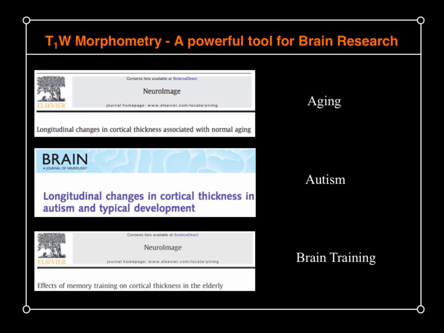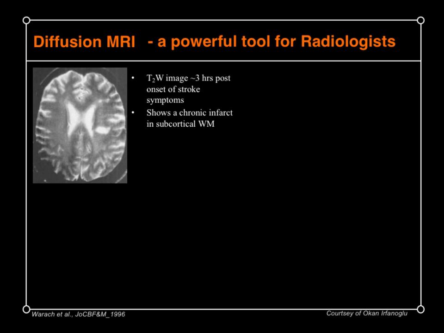In the literature, there are a lot of studies that have looked at how cortical thickness changes as a function of age and where it changes. How does cortical thickness change in autism relative to controls, and does memory training change cortical thickness in elderly individuals, and so on. So that's T1 weighted morphometry.